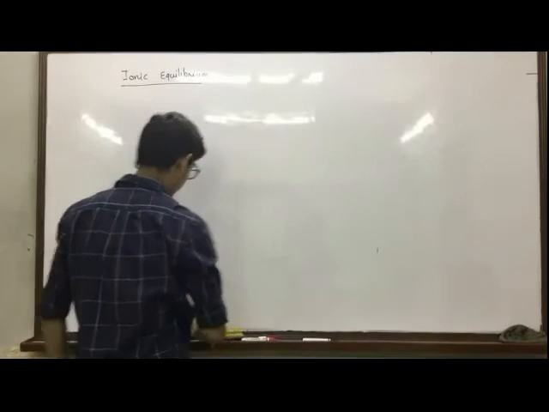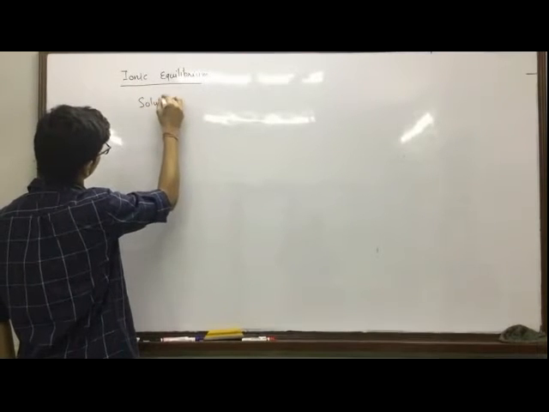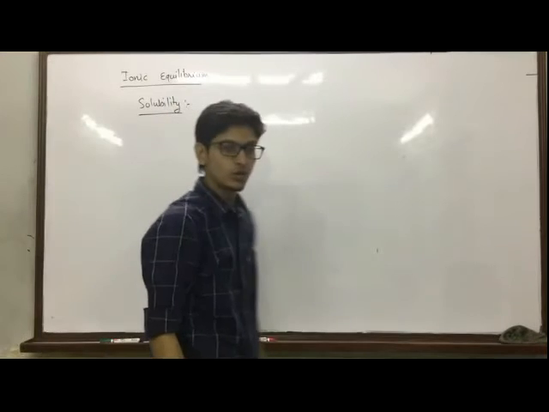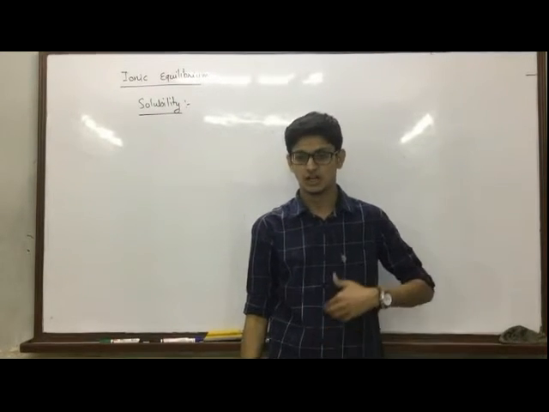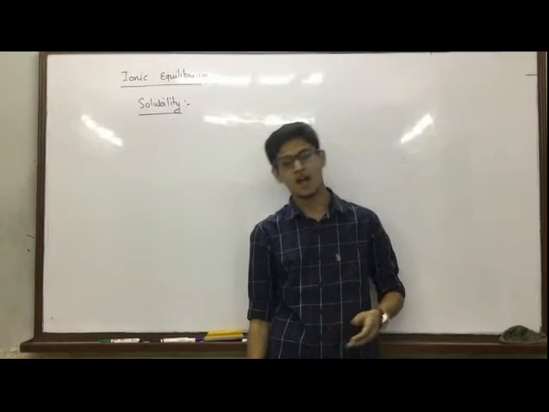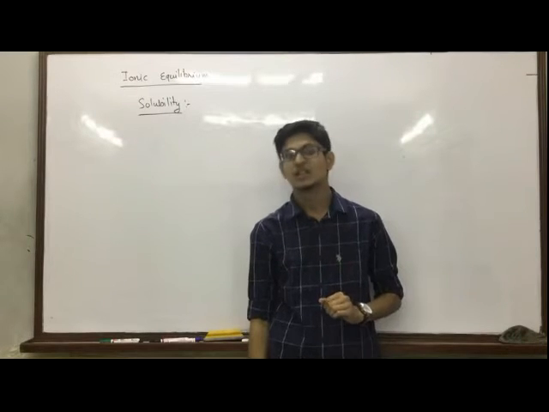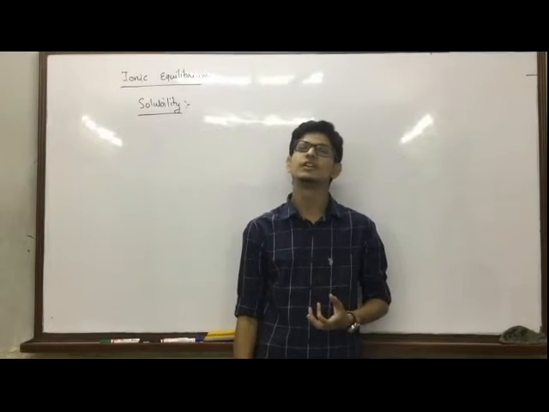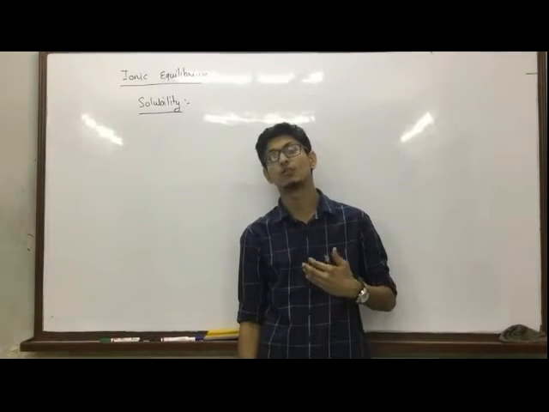So first we are going to define a term solubility. So what is solubility? Solubility is the amount of salt which can be dissolved in water, and after that no further salt is going to dissolve in that solution. That is solubility. Again, the amount is a random number, so it should be defined with proper units. So we are going to say molar solubility.